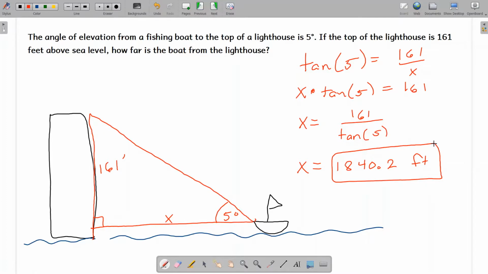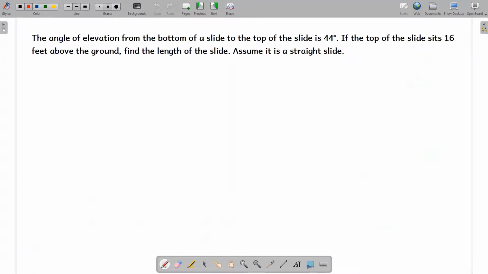So it's all about drawing a picture. Just know that your picture is going to have a right triangle in it. It wouldn't work if it didn't. Okay. So let's look at another.